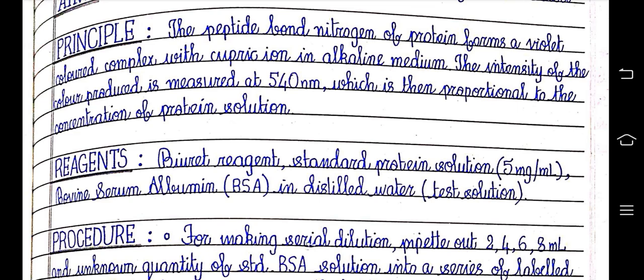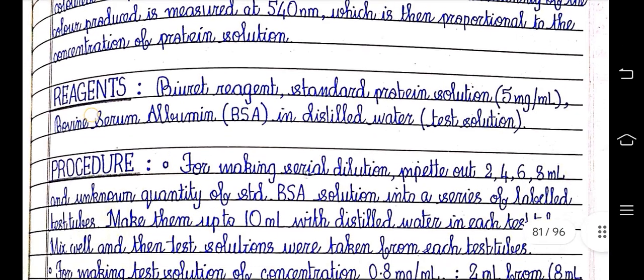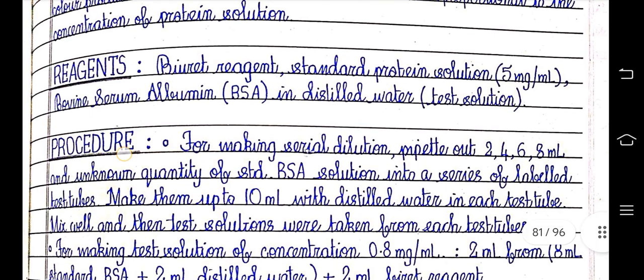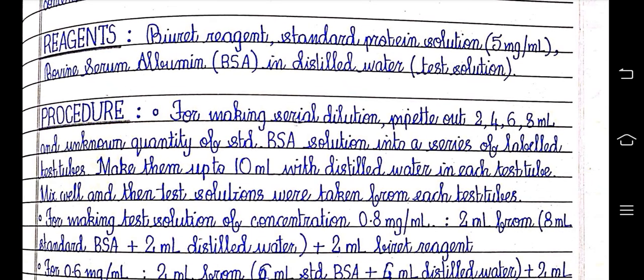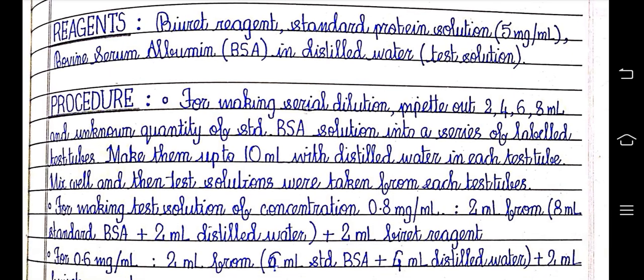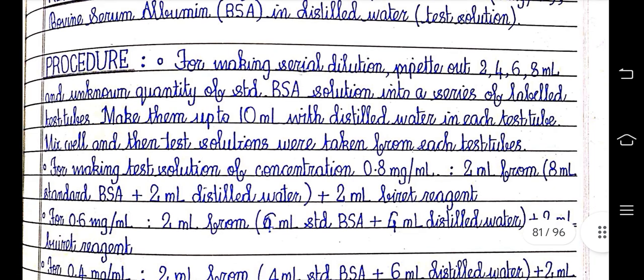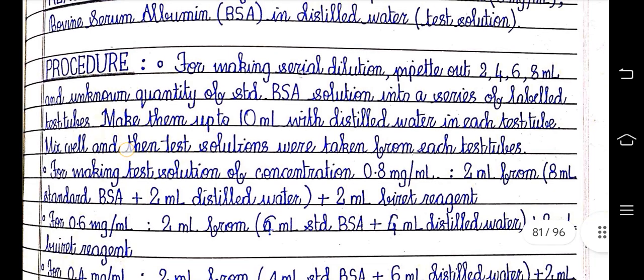Reagents: Biuret reagent, standard protein solution 5 mg per ml, bovine serum albumin or BSA in distilled water, test solution. Procedure: for working serial dilution, pipette out 2, 4, 6 and 8 ml of standard BSA solution into a series of labeled test tubes. Make them up to 10 ml with distilled water in each test tube. Mix well and then test solutions are taken from each test tube.